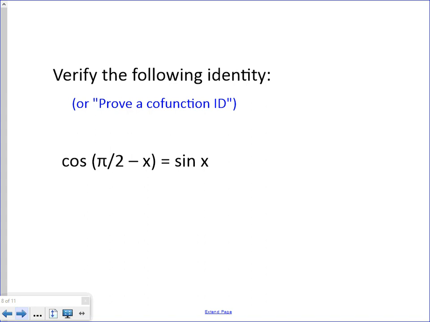So this is going to be your U, and this is going to be your V, and then you're just going to plug it in. So you're going to do cosine of pi halves, and then cosine of x. Yeah, that's what a formula does. Okay.